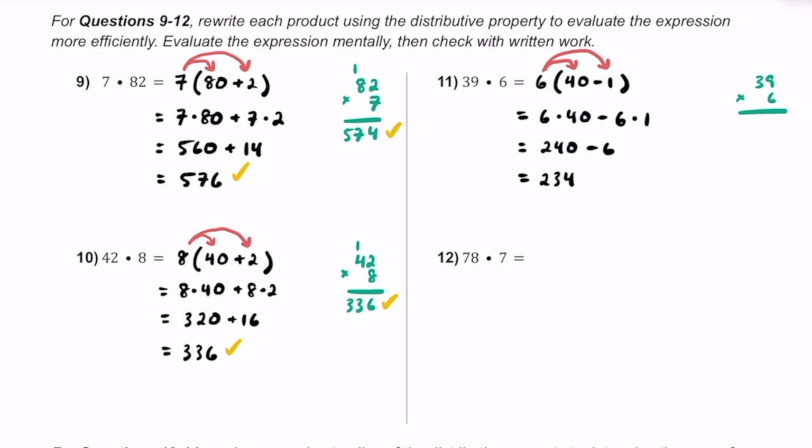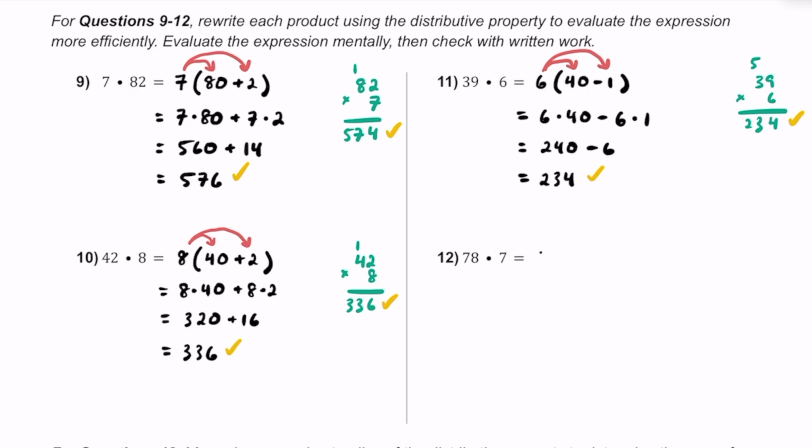So 9 times 6 is 54, carry the 5. 3 times 6 is 18, plus the 5 is going to be 23. So we do get this 234 either way, right? But you should be checking mentally if you're getting the same values without having to write standard algorithm.